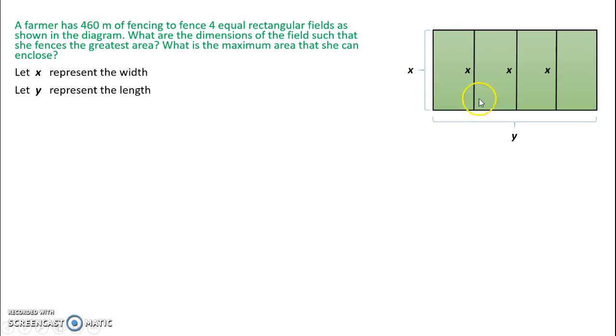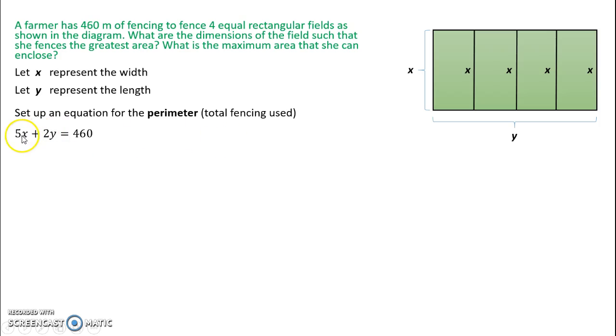Okay, so all these lines are represented by x. Okay, and this line here is represented by y. So after assigning variables, we're now going to set up an equation for the perimeter. So the perimeter in this case represents the total fencing used.